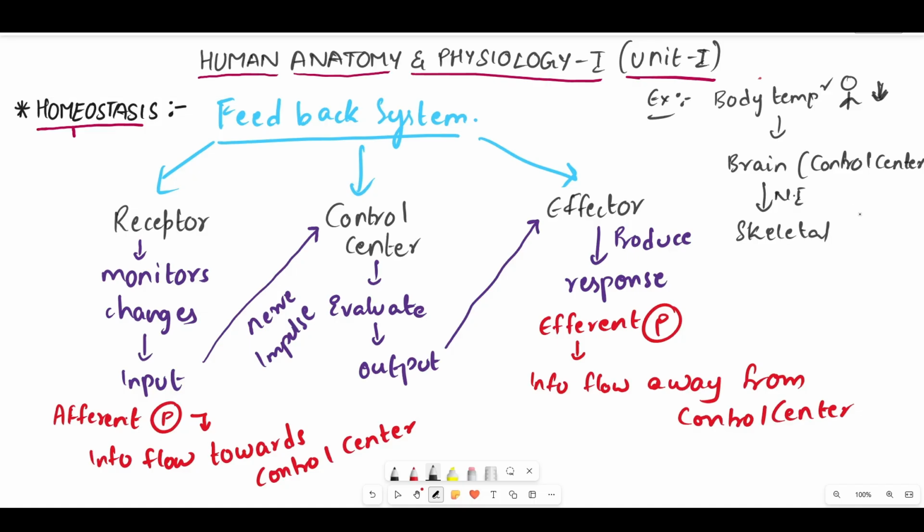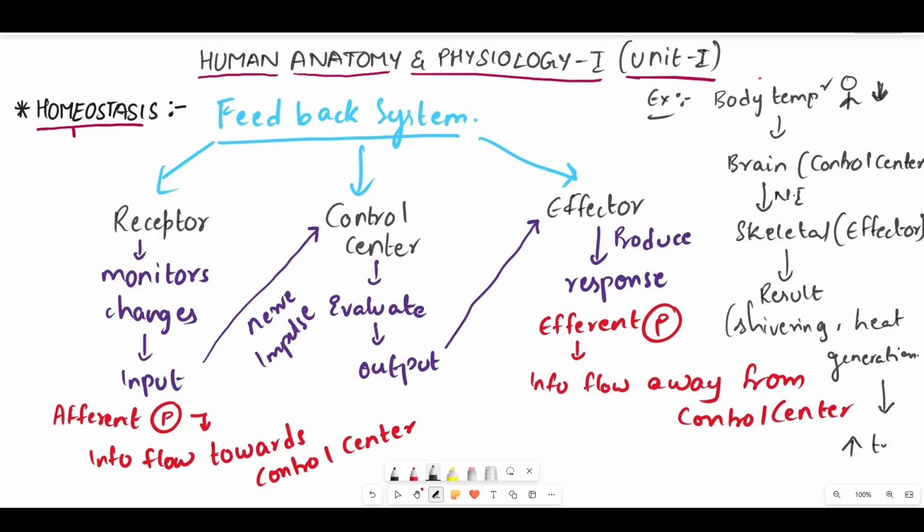Why is it sending to the skeletal muscle? Because the skeletal muscles will be acting as an effector here. They will be producing some sort of result. So what will be the result? If the body temperature is decreased drastically, the person will obviously get shivering, and because of this shivering, there will be heat generation. So once the heat gets generated, there will be an increase in the temperature of that person.